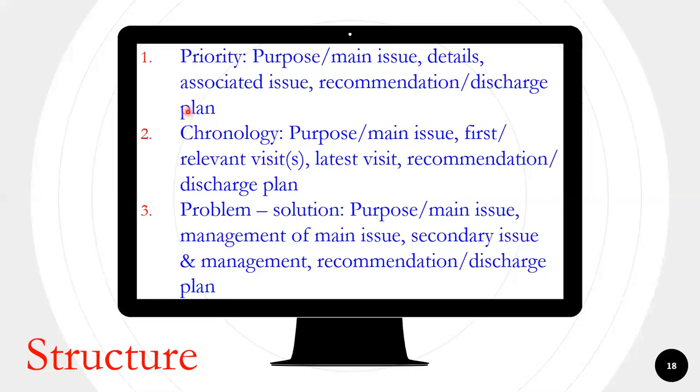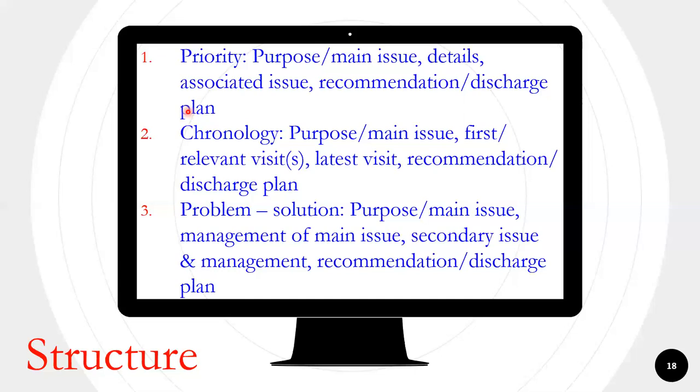Sometimes you may want to go according to chronology, then you're looking more at dates and days. Purpose and main issue, straight to the introduction. Then you have first or relevant visits. So the first visit, then relevant visits, then latest visits, then recommendation, discharge plan. So you want to create the 2 paragraphs for the body based on first or relevant visits, latest visits, recommendation, and or discharge plan. It's not really advisable to bring the recommendation, discharge plan into the conclusion.